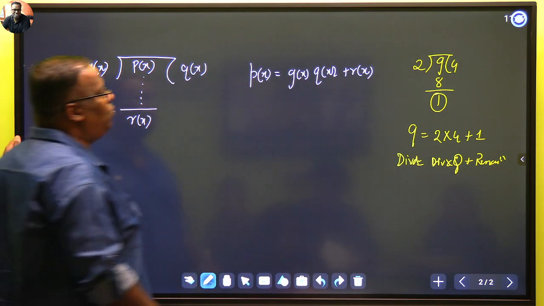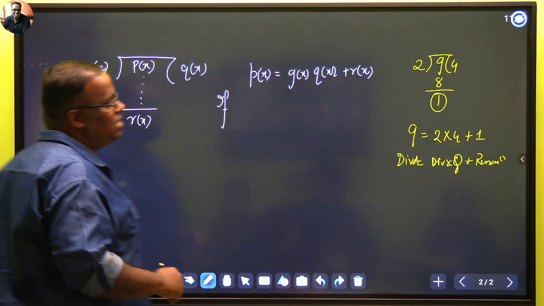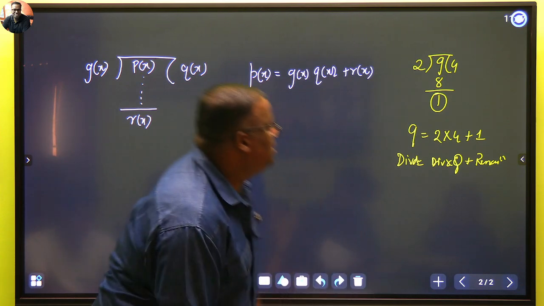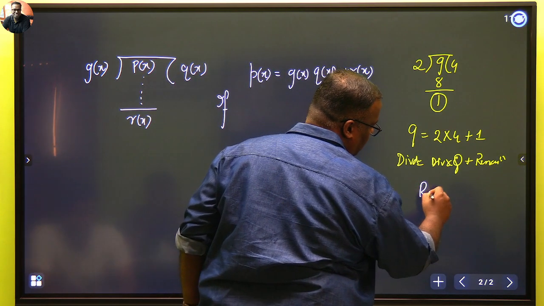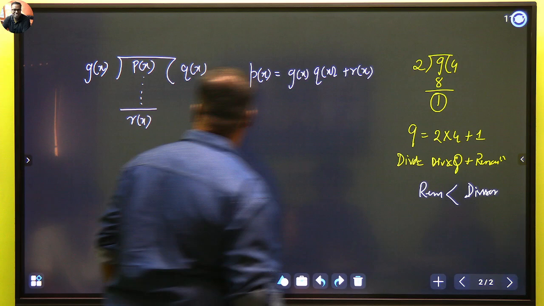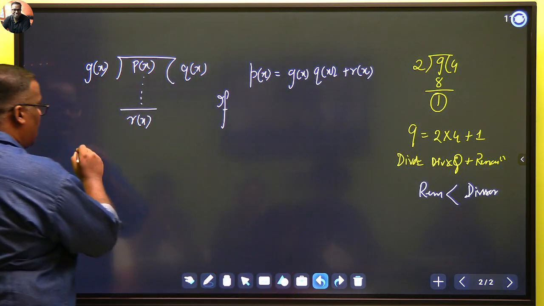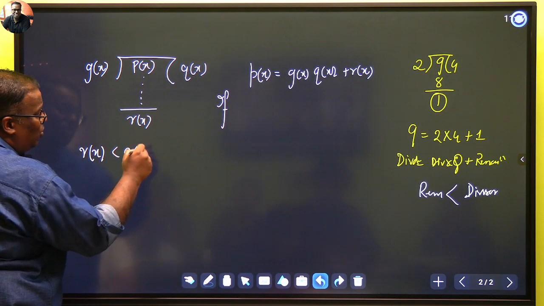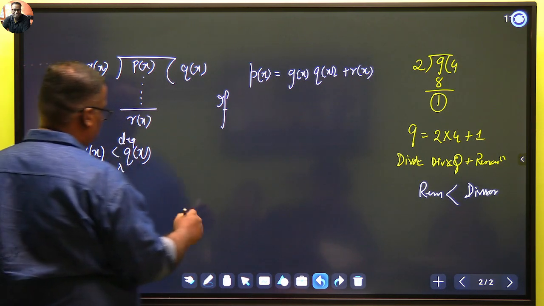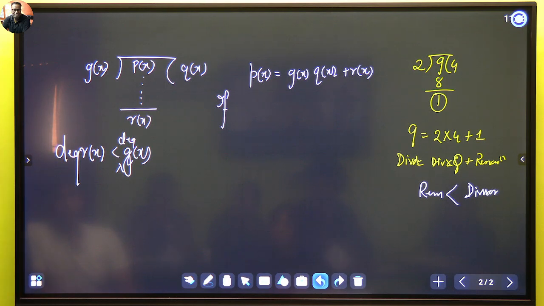Now here what do we say? When does division stop? The division always stops when the remainder is less than the divisor. So we'll put that logic here also. Here division will stop when the degree of r of x is less than the degree of g of x, the divisor. The degree of the remainder should be less than the degree of the divisor.